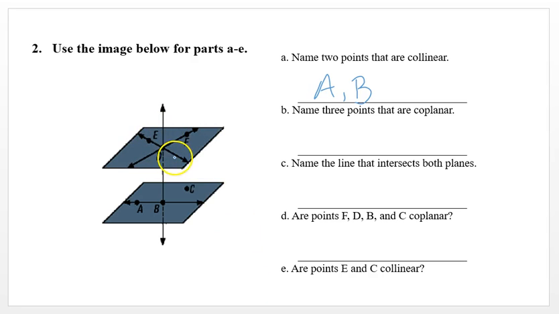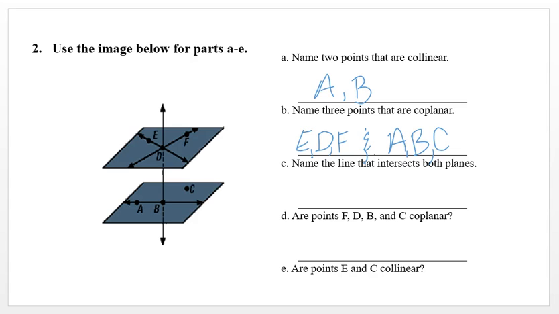In this plane right here, we have 3 points: E, D, F. There are your 3 points that you can use. Or in this plane down here, A, B, and C are coplanar. So either answer will work. So E, D, F. Sorry, I'm not used to writing with this pen. And A, B, C. So either one of those.